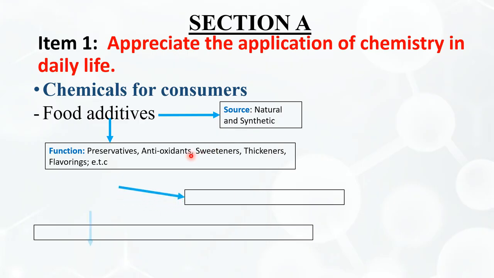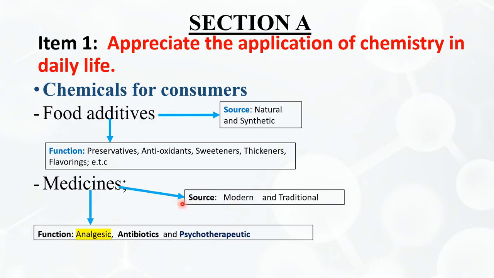Now, let's look at the second subtopic under chemicals for consumers. We have medicines. Now, even medicines can be categorized according to their source. We have the modern medicines. We have also the traditional medicine. That is according to the source. Then we have categorizing medicines according to the function, where we have the analgesic. When we talk about analgesic medicines, those are the ones which specialize mainly in relieving pain. In simple terms, they are painkillers.